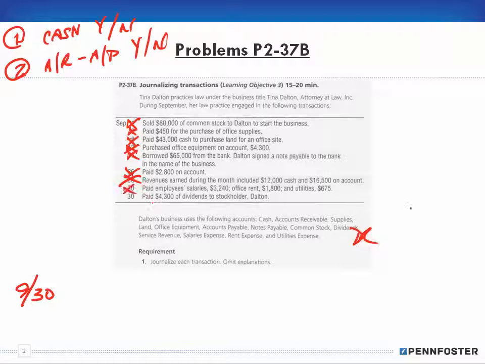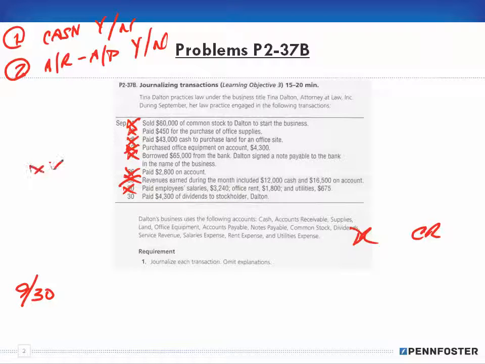Okay, so we're done with that, and I have a credit here. Okay, so this last entry, paid $4,300 in dividends to stockholders of Dalton. So I ask myself, a lot of people jump to the second half of the journal entries, the dividends, the salaries, the office, the supplies, the common stock. Okay, don't work from the last half of the entry. Ask yourself, am I affecting cash?